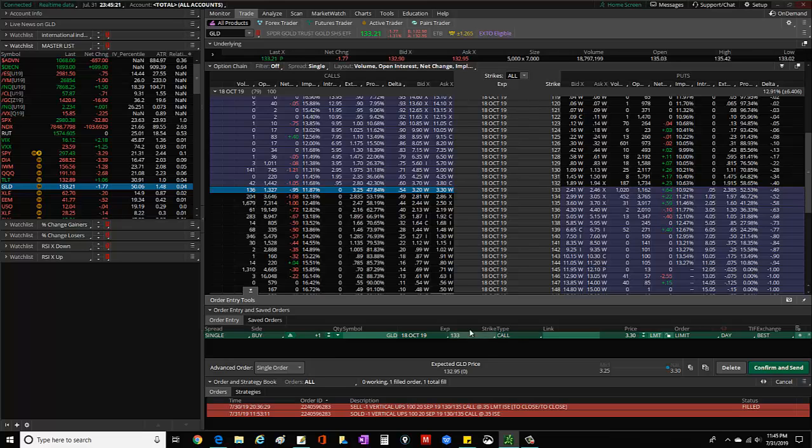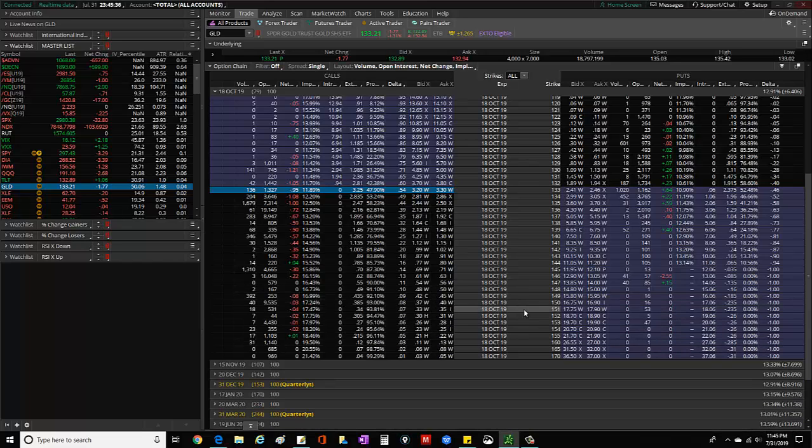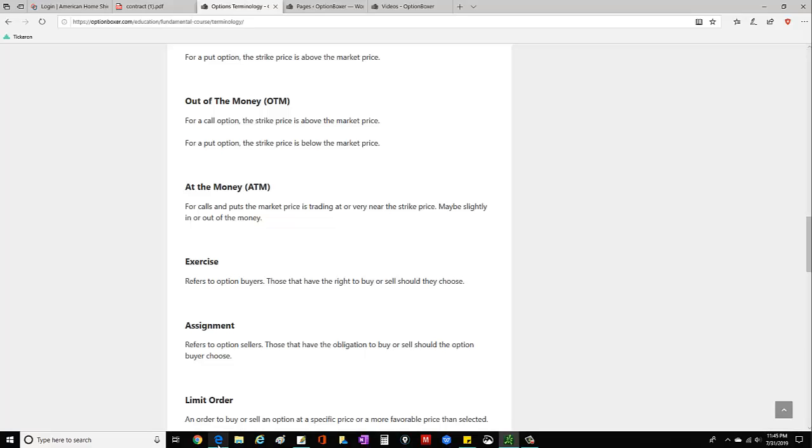In this case, with a call option, the right to buy shares. Now, if you had a put option, it would give you the right to sell shares. So if you didn't have any shares to sell, you could exercise your long put and sell shares short, but that would be another situation. So let's keep going. So assignment is the opposite of exercise.